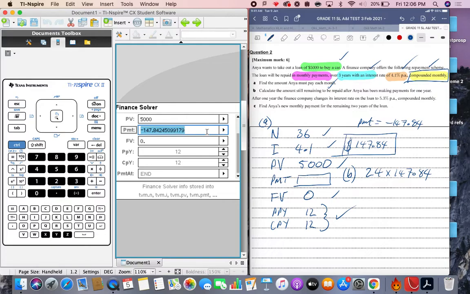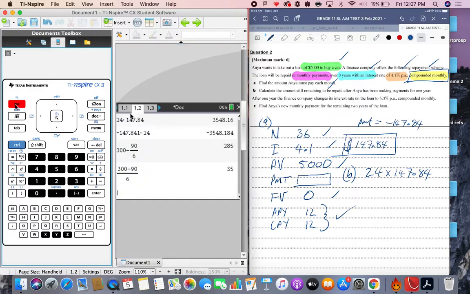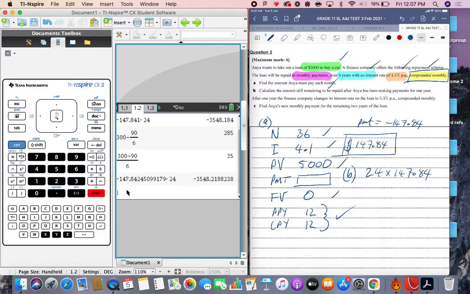I think for us now, we're happy to say, well, if I have this in total to pay back to the bank and I've paid this much, this is how much I've got left to pay. It's 24 of those payments. When you're doing that on the calculator, we can just copy that from Finance Solver, press Escape, paste onto our page, then times it by 24, and we get this, 3548.22. I think that would be okay to the nearest dollar.